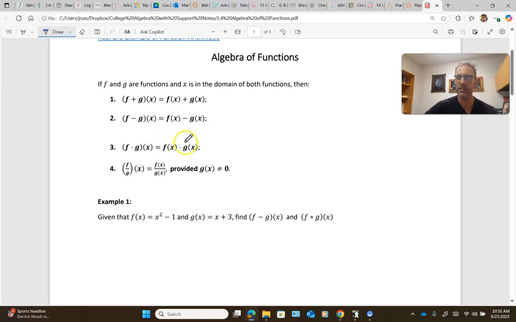And then similarly, guys, f times g of x is just f of x times g of x. This is typically when you have to do maybe some using that acronym FOIL, okay? You're multiplying two polynomials together. We'll see an example of this.